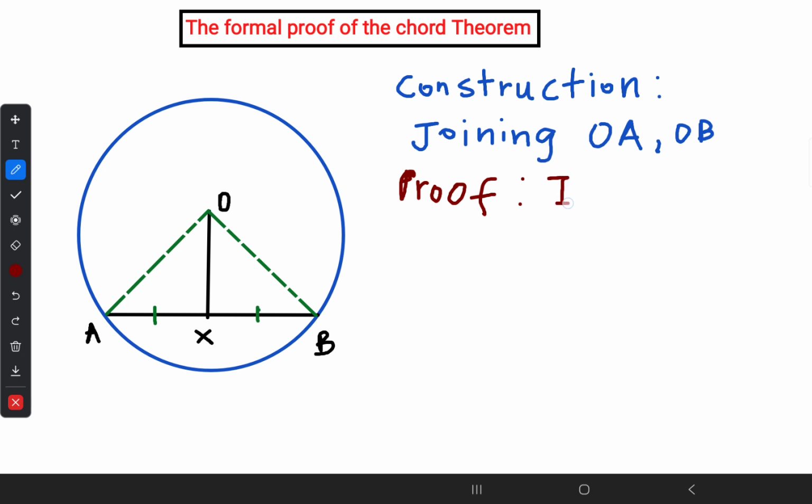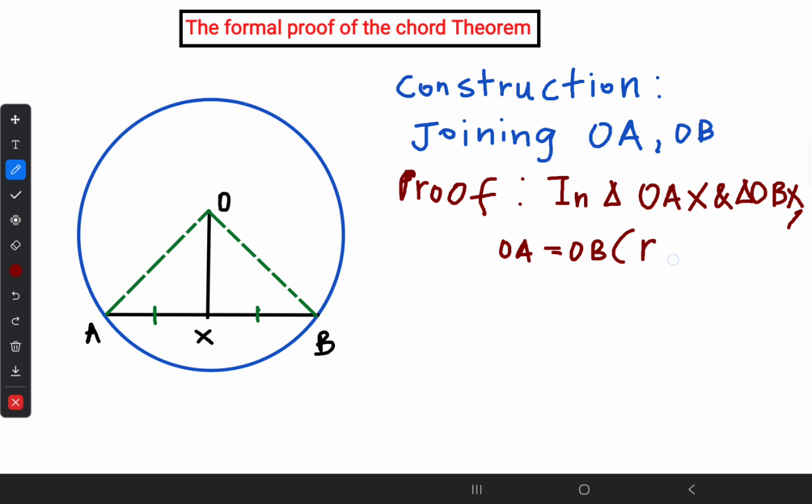In triangle OAX and triangle OBX, first I can write OA equals OB because those are radii of the same circle. Radii of the same circle. Radii is not the correct answer. Radii of the same circle. If you have two separate circles, their radii are different. So you should write radii of the same circle.